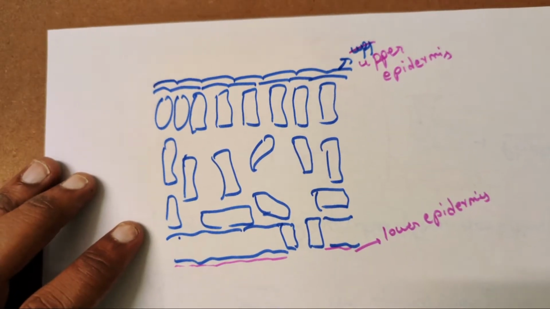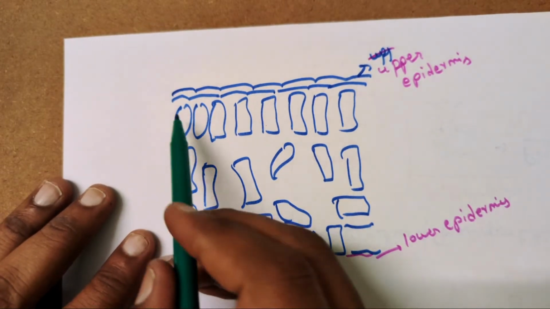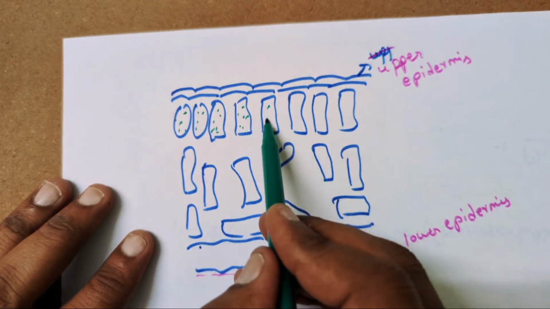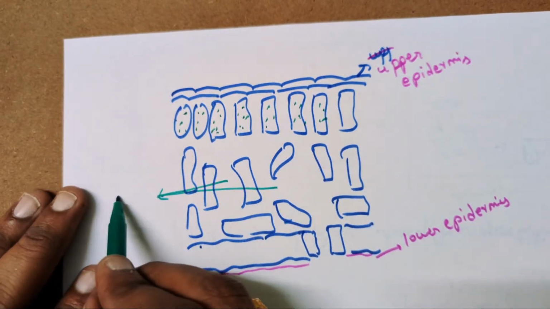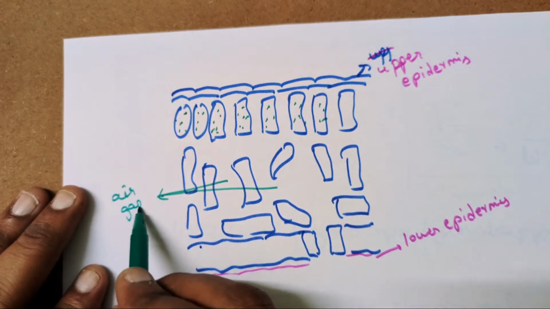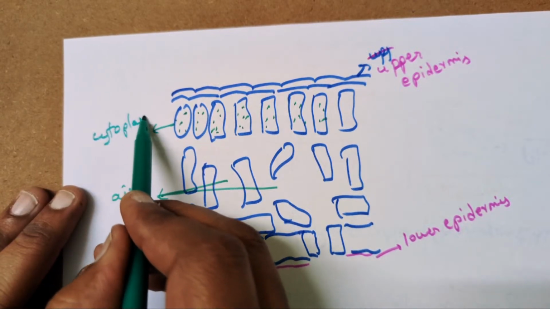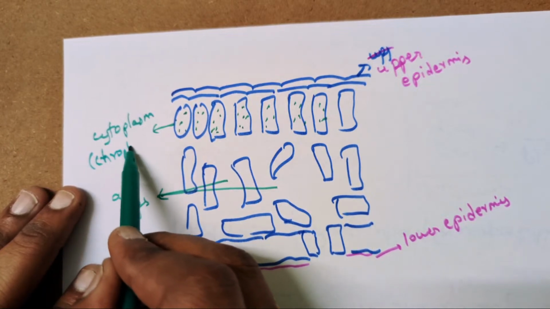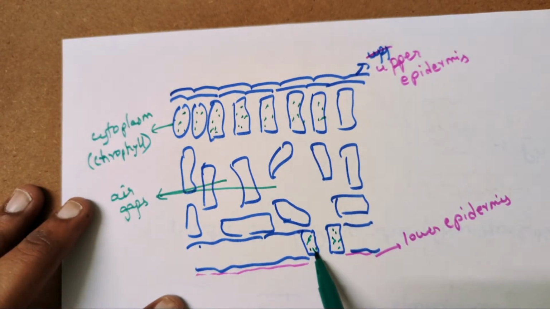Here we have the main part, which is called the chloroplast. These are air gaps. This is cytoplasm. We have chlorophyll inside the cytoplasm. These are nothing but guard cells. I will explain in detail why they are needed.